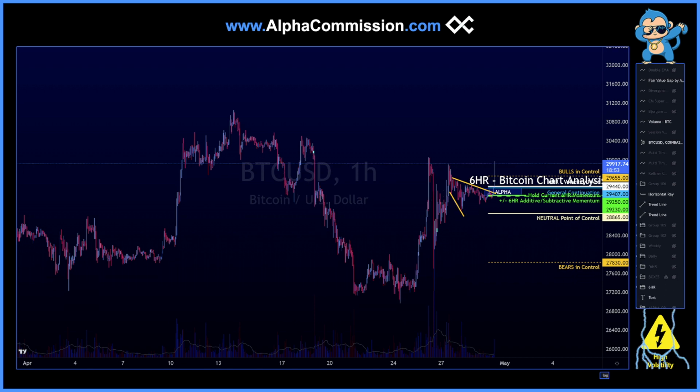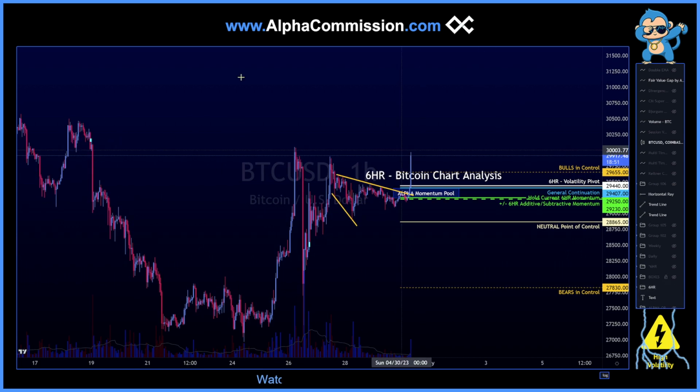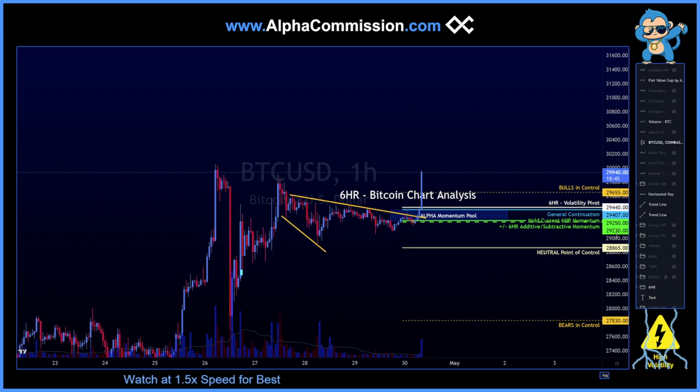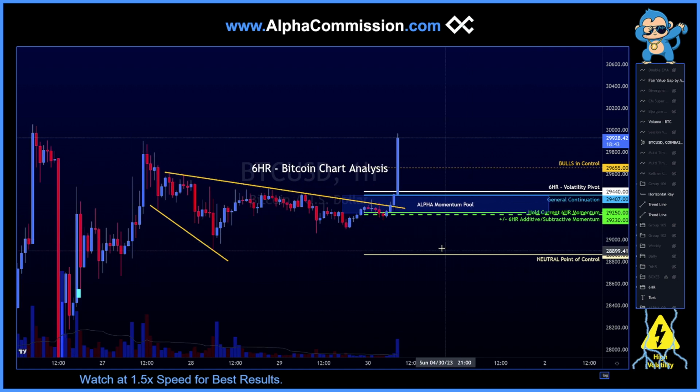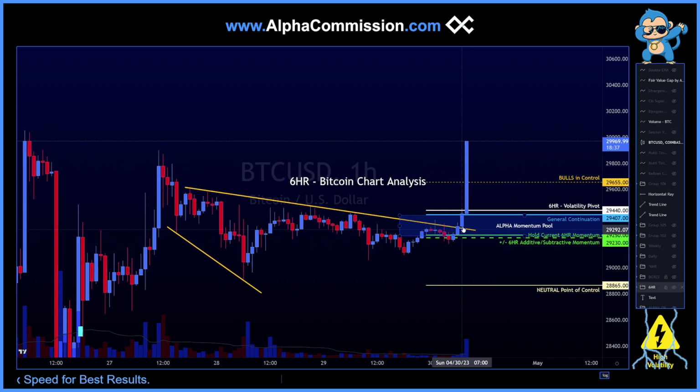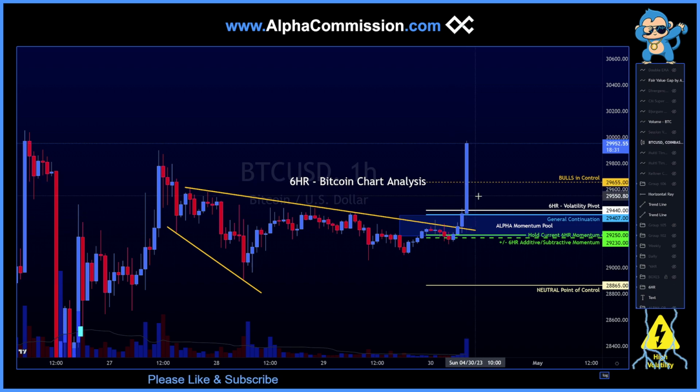But guys, again, the key point here is that the alpha momentum pool and these key price levels to watch that I'm putting out on the charts almost on a daily basis are extremely significant. You guys are seeing the proof in the pudding. You see how bulls took control straight across this level.